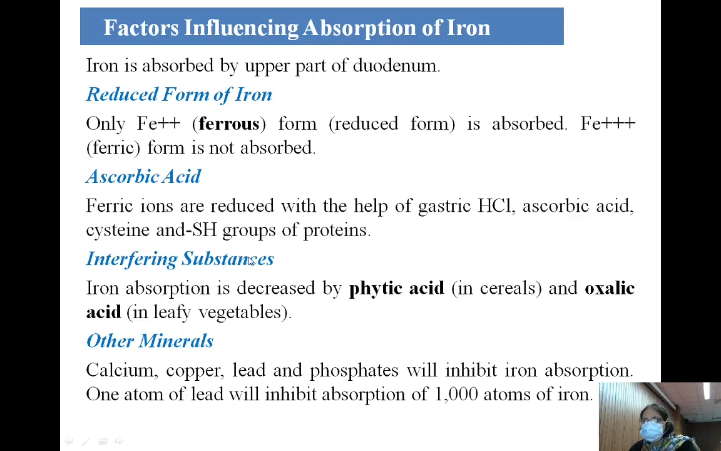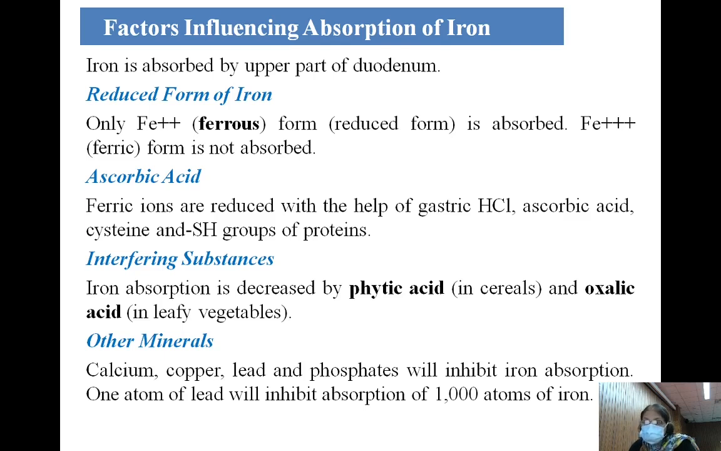Now, the interfering substances which decrease the absorption of iron are phytic acid, present in cereals, and oxalic acid, present in leafy vegetables. Other minerals, calcium, copper, lead, and phosphate, will inhibit iron absorption.